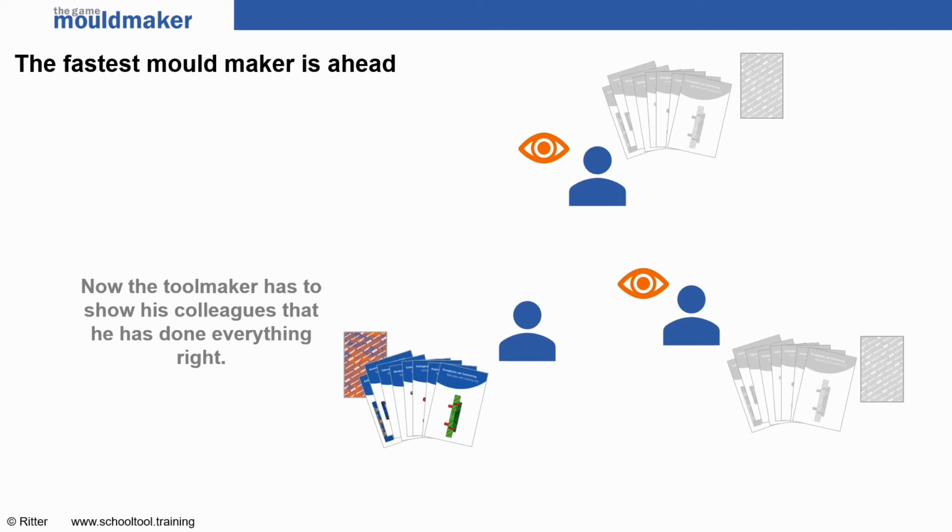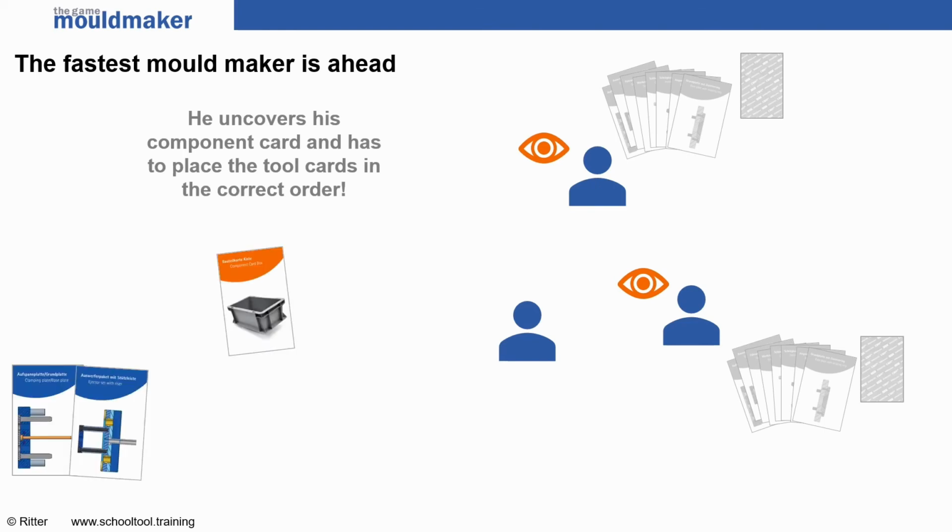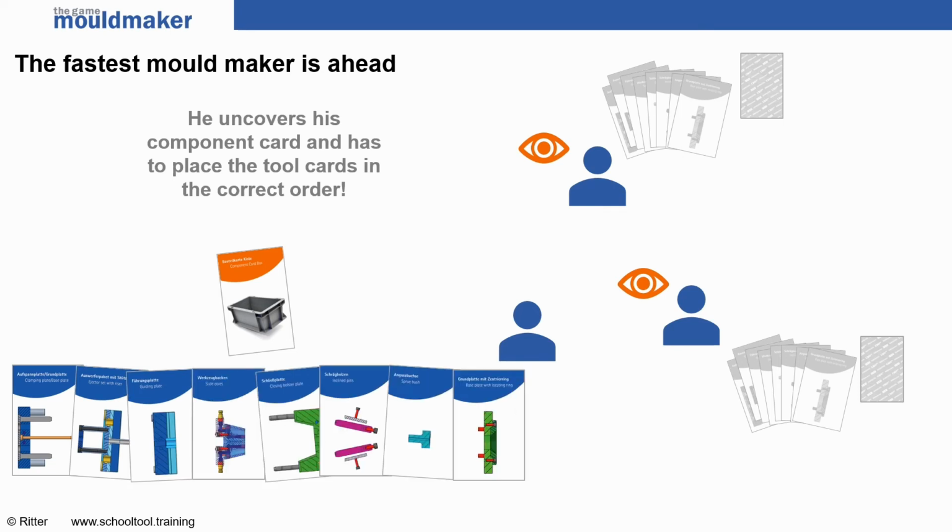That means now he needs to show his cards, uncover his component cards, and place the tool cards in the correct order. This is important, the order of the cards. He starts first with the component card, and then he has to place the cards from the ejector side towards the sprue side, or from the sprue side, from the right, towards the ejector side, but the cards need to be in the correct order. This is important. So the others are alerted, the others learn, the others have to judge.